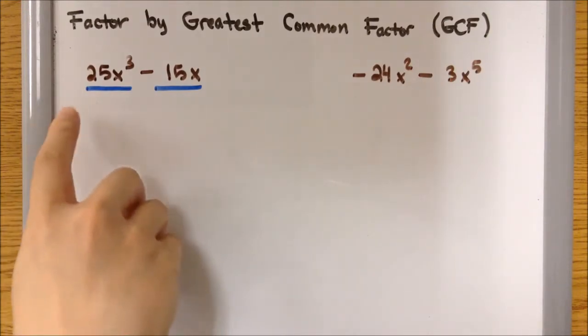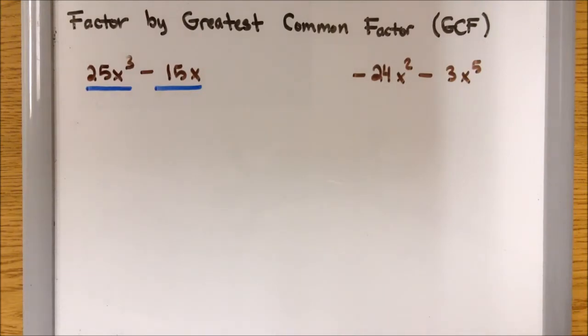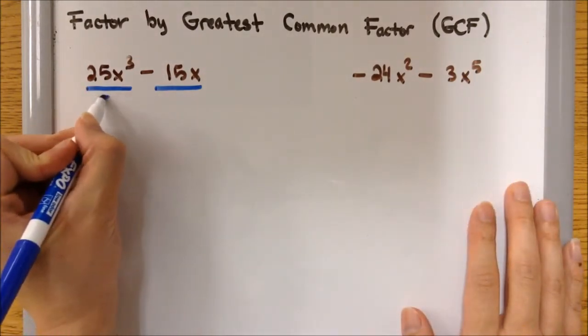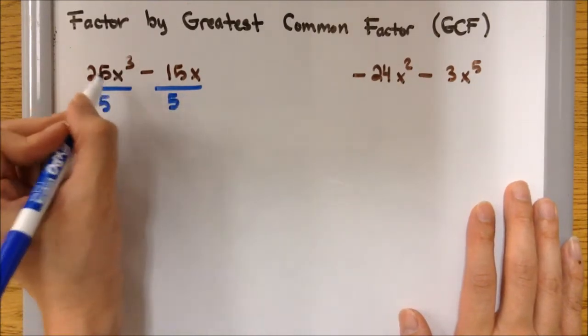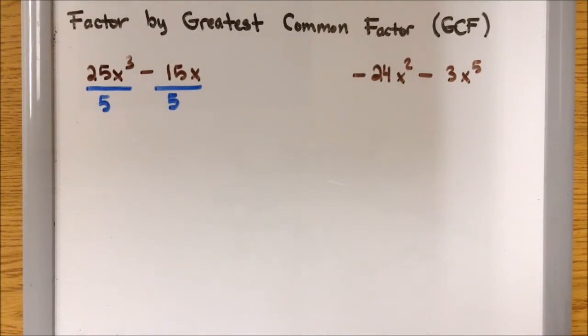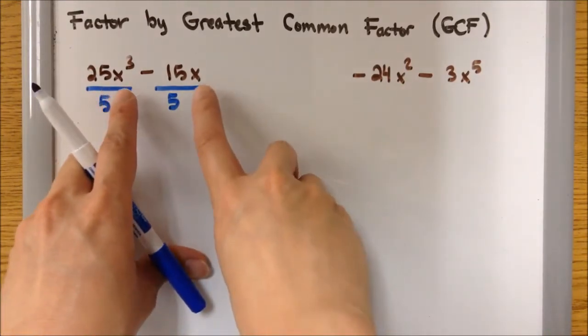So let's focus on just the number. Between 25 and 15, what's common between those two is 5. And the reason I'm dividing by positive 5 is because our first term is positive. Now, we have x to the third and x.